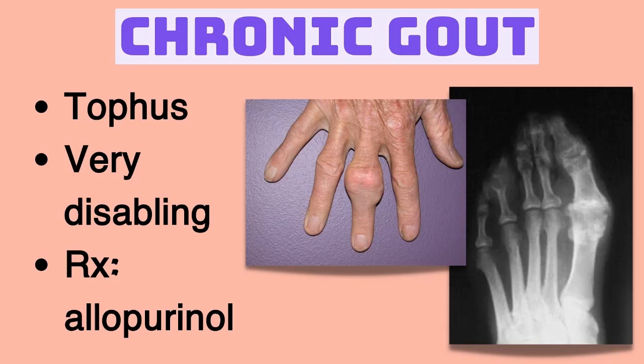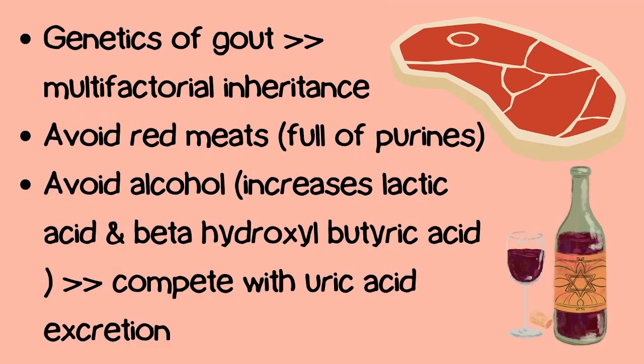Here's an example of a tophus polarized. And all this is monosodium urate. And here's an example of a tophus that was on a patient's finger. Look what the heck it did to that joint. Look at that, how it eroded it. So it produces a very, very disabling arthritis. Let's see. Genetics: multifactorial inheritance. In other words, a little bit of genetics and a lot of environmental factors.